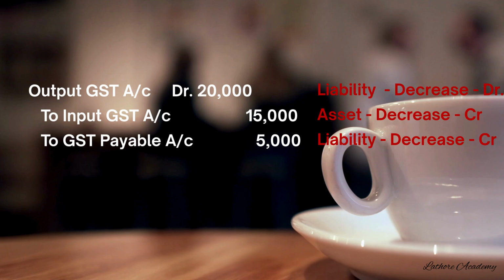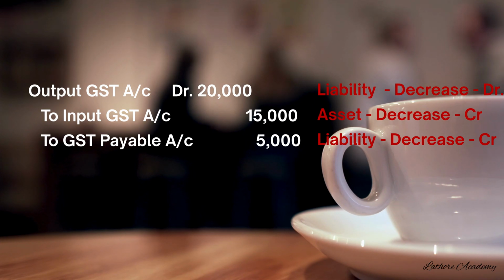So the journal entry will be output GST account debit, because that was showing liability credit balance. Now to reverse it, you have to debit it. And input GST being asset, now you are using it for the purpose of making payment of GST, you have to credit. So output GST account debit 20,000 to input GST account 15,000.